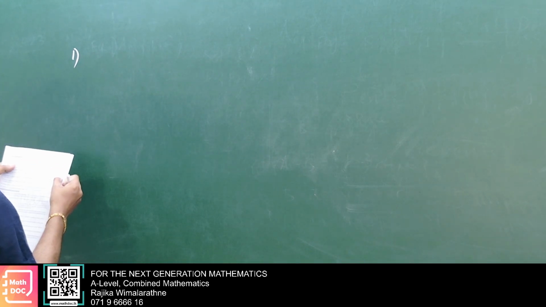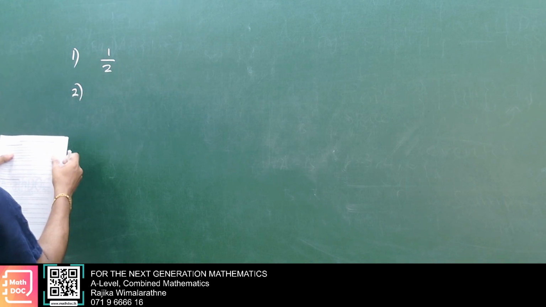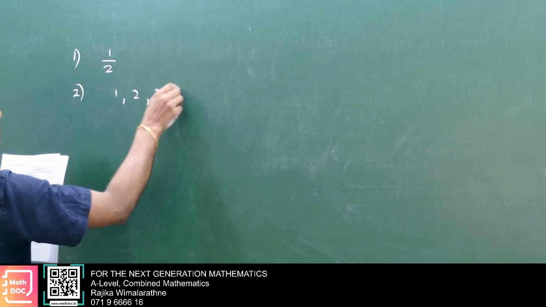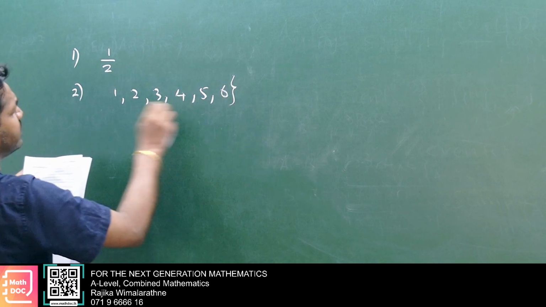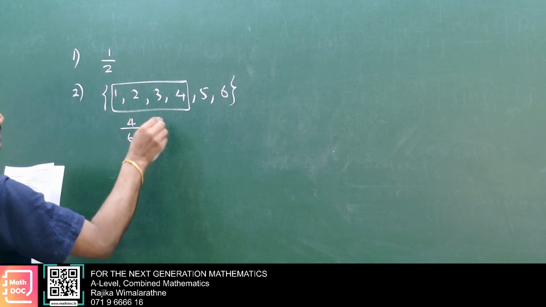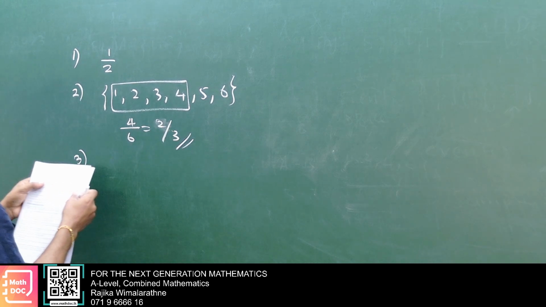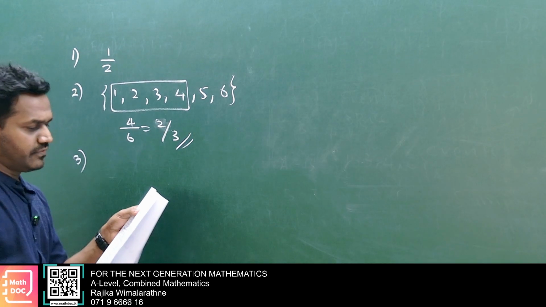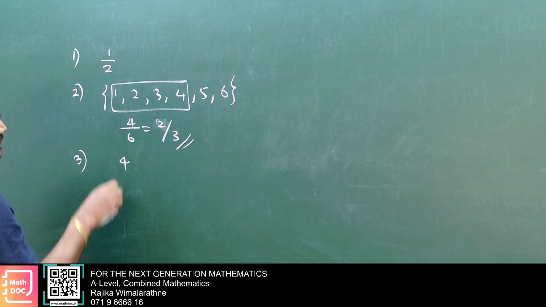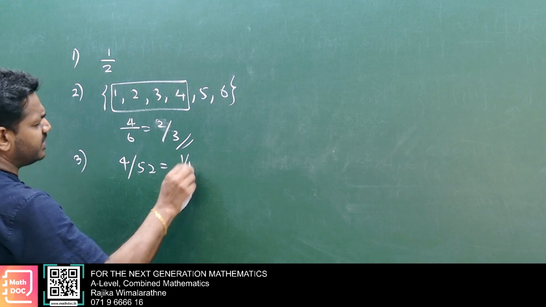A coin is tossed once, what is the probability of getting head? 1/2. A die is rolled, what is the probability of getting a number less than 5? Here 1, 2, 3, 4, 5, 6. Less than 5, here this is the set. 4 divided by 6, 2/3. Third, a card is drawn from a standard deck of 52 cards. What is the probability of getting a king? So we have 4 kings. 4 divided by 52. Here 1 divided by 13.